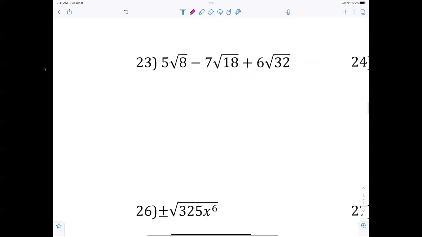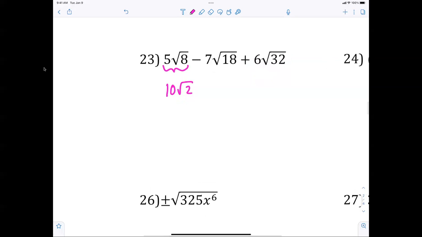Number 23. Again, same principle. 8 works out to be what? Square root of 8 breaks down here to what? Finally, 10 radical 2. Oh, did I? Okay, we'll just do 23 anyway. All right. So 10 radical 2 minus what? 21 radical 2 plus 24 radical 2. Sounds like some of you are getting pretty good at it by now. All right, it's really not that hard. All right, so my final answer here is what?